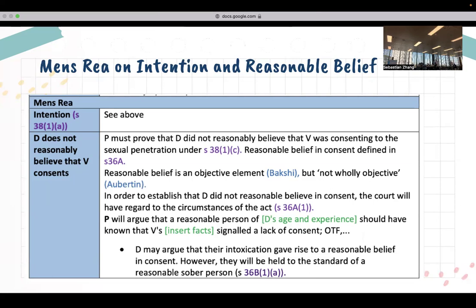So reasonable belief in consent is defined in Section 36(a). Okay, we're going to look at that, and there's some case law as well. The reasonable belief is an objective element, but not wholly objective. So I think there was what they call an objective and subjective test. Because it still says did not believe. I guess the belief is subjective, the reasonable is objective. So you might want to phrase this as a subjective plus objective test.